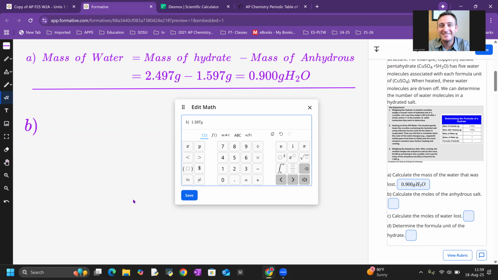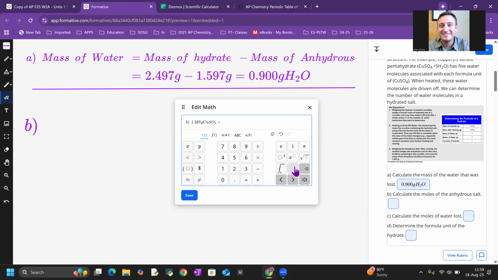1.597 grams of, and this is the anhydrous salt, and it happens to be copper(II) sulfate. So that's CuSO4. If I hit shift and the dash, that's the button right next to the 0, I can subscript. If I want to get out of the subscript, I hit the right arrow, and that comes up. Now I'm going to show dimensional analysis by multiplying by a conversion factor that will take me from mass to moles.